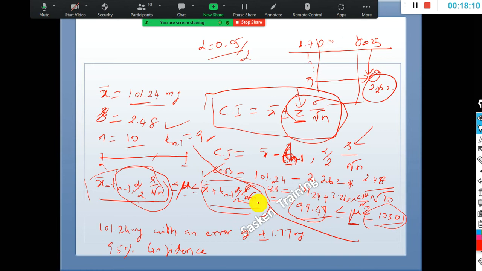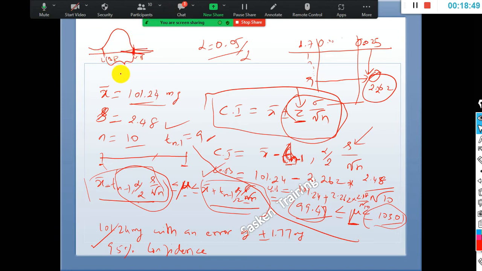So what about the remaining 5%? Can someone tell me? See, confidence level, if I say 95%, what does that say? You remember I was talking about the normal distribution, right? So this is my confidence interval. The true mean falls anywhere between this lower bound and this upper bound, these two values.